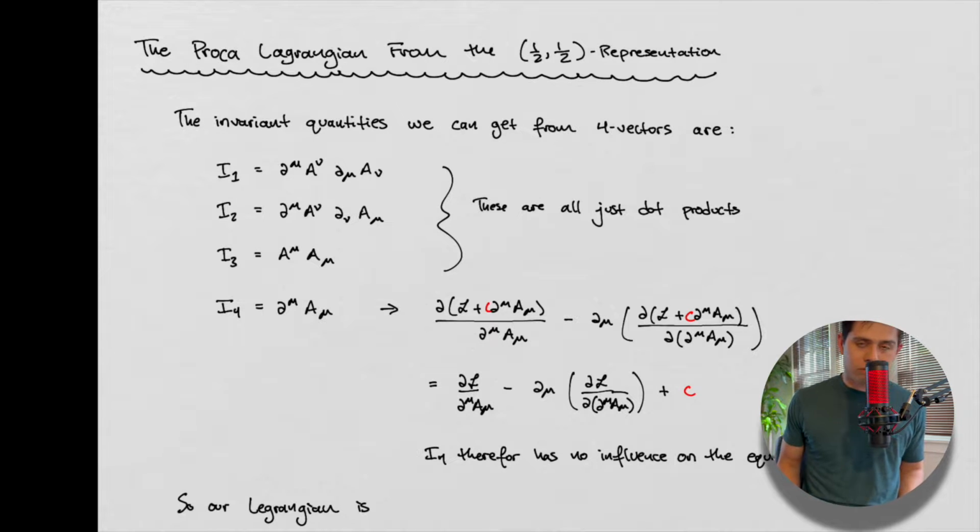All right, so we are talking about the Proca Lagrangian. We're going to derive the Proca Lagrangian from, again, group theory. That's what we've been doing for the past 3 videos. We derived the Klein-Gordon from group theory. We've derived the Dirac equation from group theory. Now let's do the Proca equation from group theory.